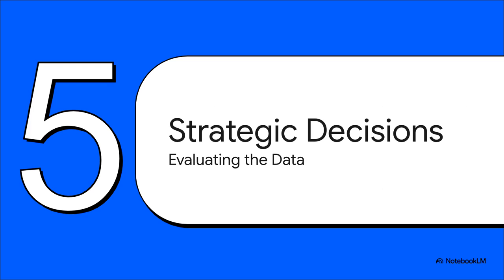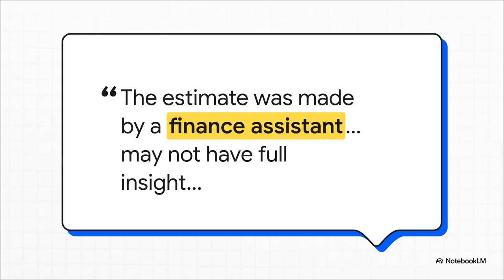Let's move into Section 5, Strategic Decision Making. Time to step into the executive suite and evaluate our data. Okay, before we completely panic over that 45% drop, we really have to look closely at our sources. The text points out that this dire estimate was provided by a finance assistant. That changes things a bit, right?